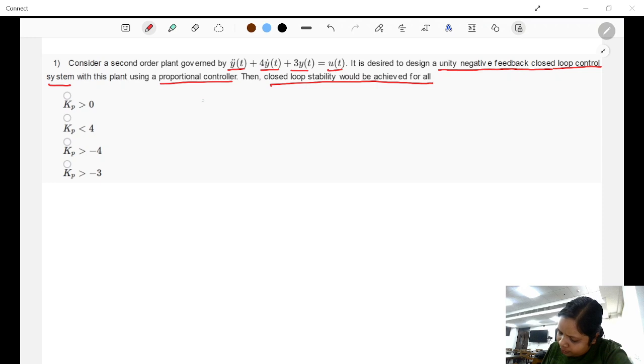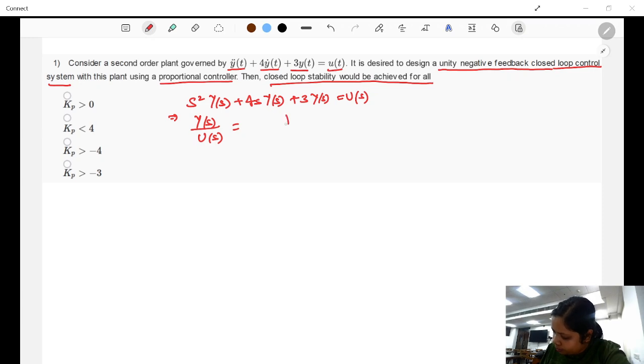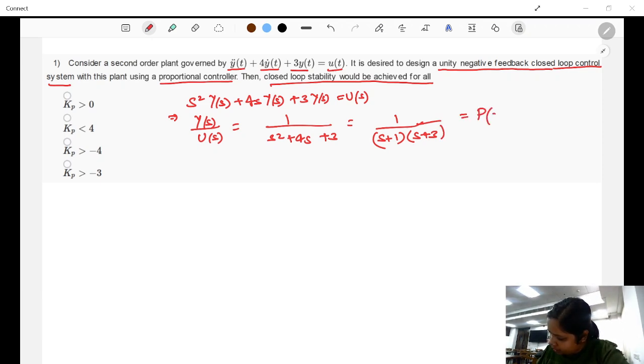So we can try to derive the transfer function. If you convert this differential equation into Laplace domain, you'll get s squared Ys plus 4s Ys plus 3 Ys is equal to Us. Then Ys upon Us would be 1 upon s squared plus 4s plus 3. You can write this as s plus 1 into s plus 3 also. So this is basically your plant transfer function Ps, because this is Ys upon Us only.